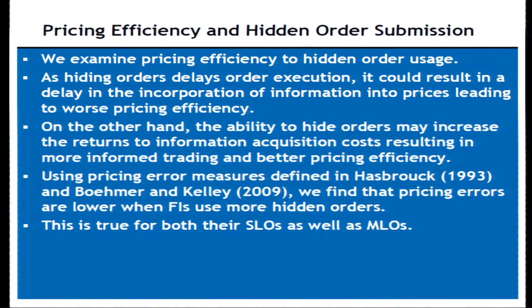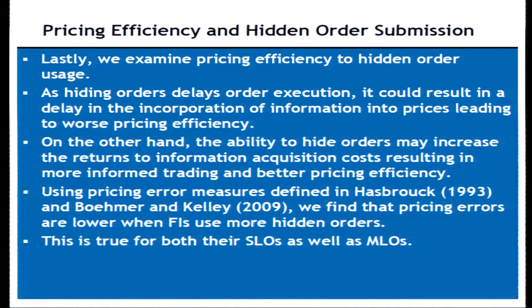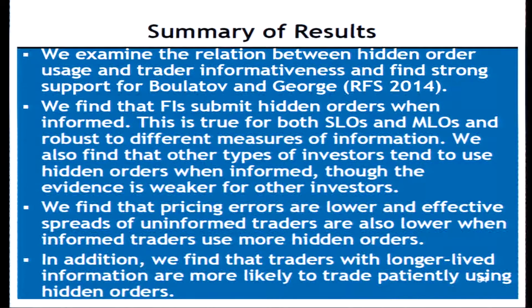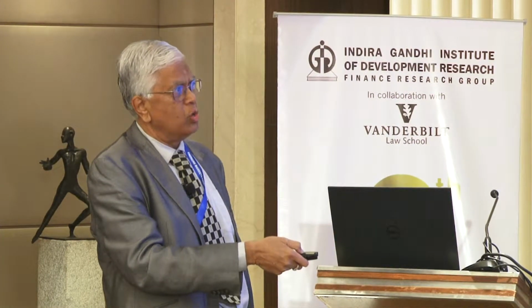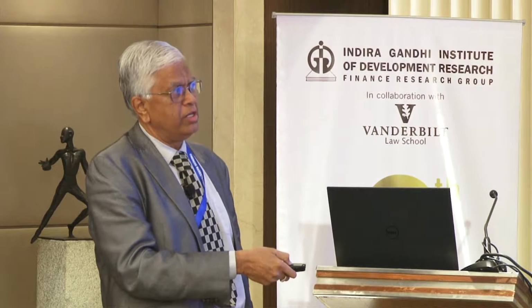measure, and we find that, okay, where are the results here? Anyway, let me put out the results since Ajay has given me a deadline. So overall, the result is that pricing errors are lower and effective spreads of uninformed traders are also lower when informed traders use more hidden orders.